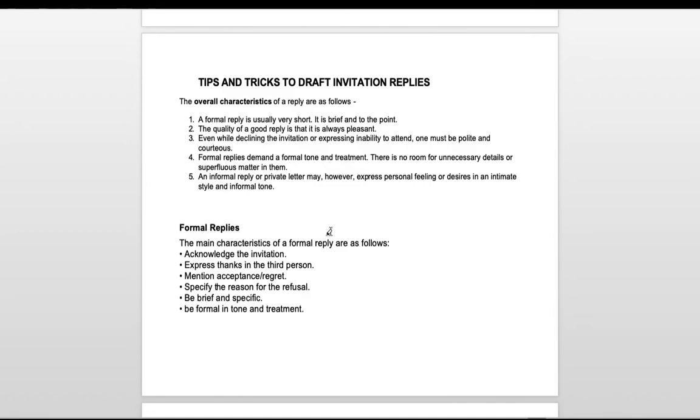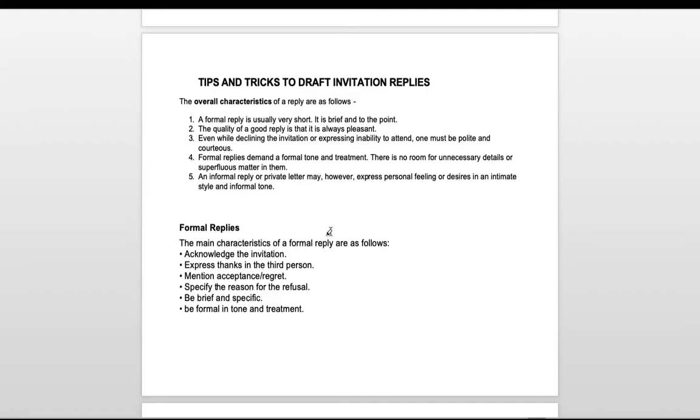Now we'd be having some tips and tricks to draft invitation replies. So what are the overall characteristics of a reply? A formal reply is usually very short, it's very brief and to the point. When we go on to see the examples of formal replies, all these tips and tricks would become more clear to you. The quality of a good reply is that it's always pleasant. For example, I cannot attend someone's event. So I would not simply say that no, I would not come. That is a very rude reply.